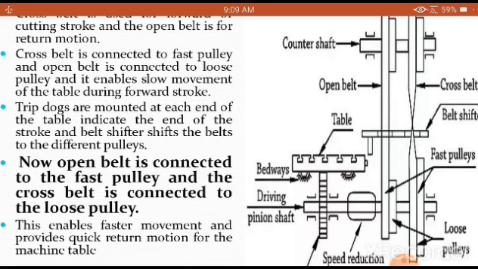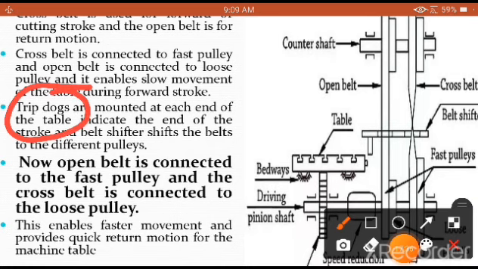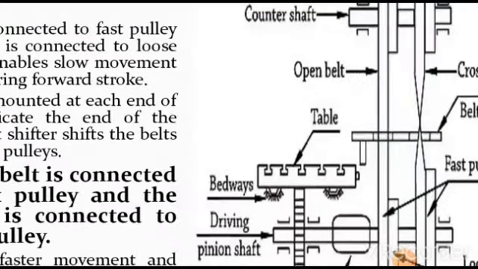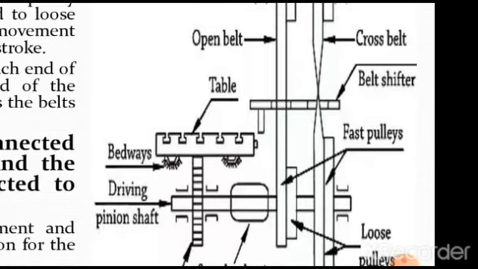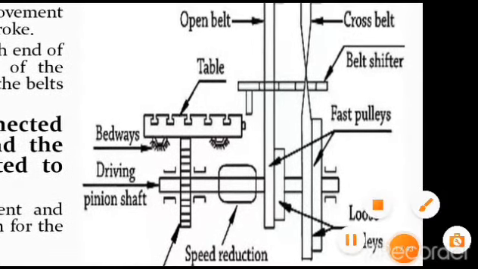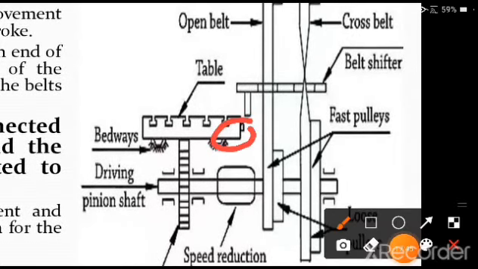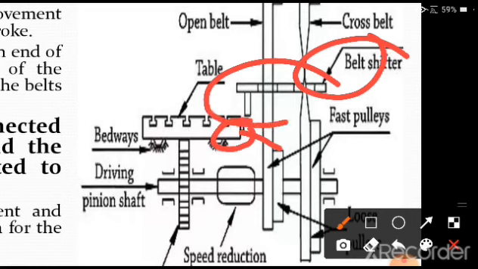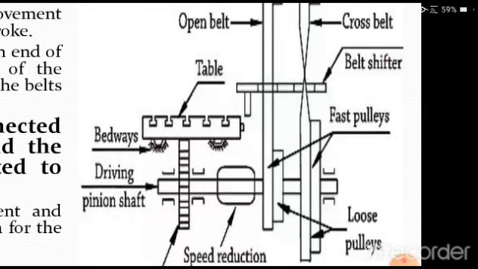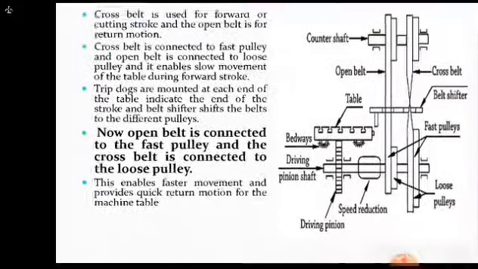So now the trip dogs. See here clearly. These are called the trip dogs, which were not shown earlier. I'll make it larger once again, because of how this shifting takes place. The work table is connected with the trip dog, which you can see is a small one. Whenever it reaches a particular position, the belt shifter comes in. You are going to see the belt shifter mechanism, which shifts from the fast pulley to the loose pulley, and so on. That is how the working mechanism operates.